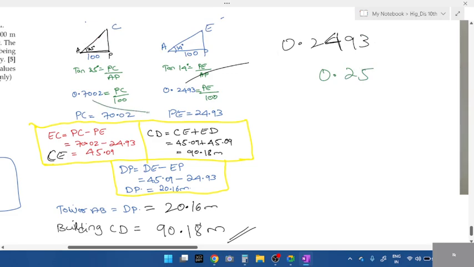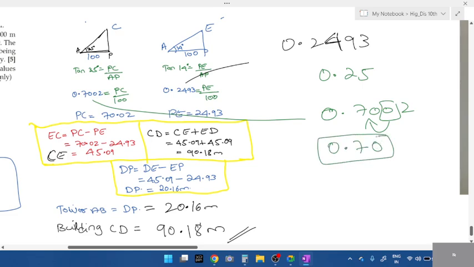And what about this one? 0.7002. Look at the third value. 0. So it remains the same, right? Doesn't it remain the same? So what do you get? 0.70. Why have they told us to reduce, students? If you reduce, can you see all the decimal becomes rounded values? Everything is decimal here, right?